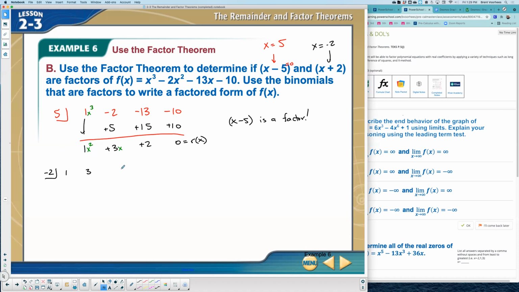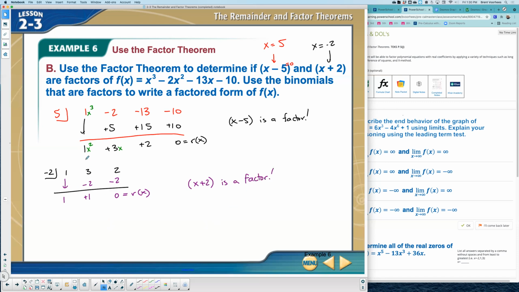So I have 1, 3, and 2 that I'm checking from. And 1 comes down. 1 times -2 is -2. 3 minus 2 is a +1. And when I multiply that, I get -2. And again, I get that this is a factor. So X plus 2 is a factor.